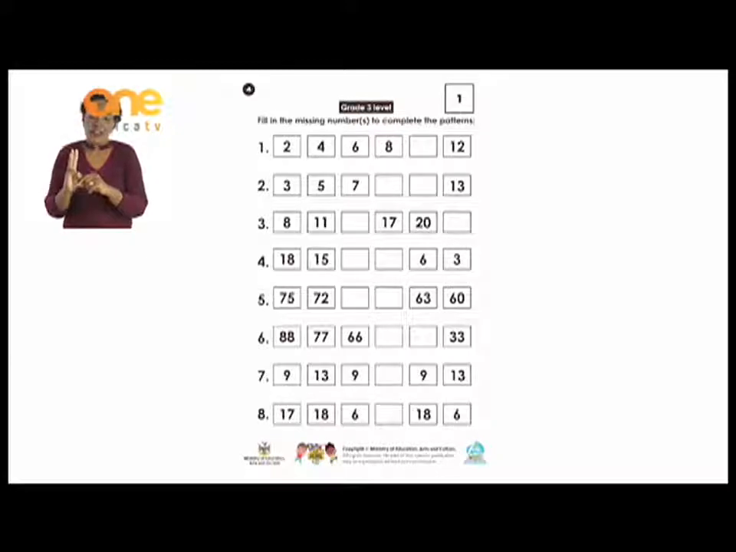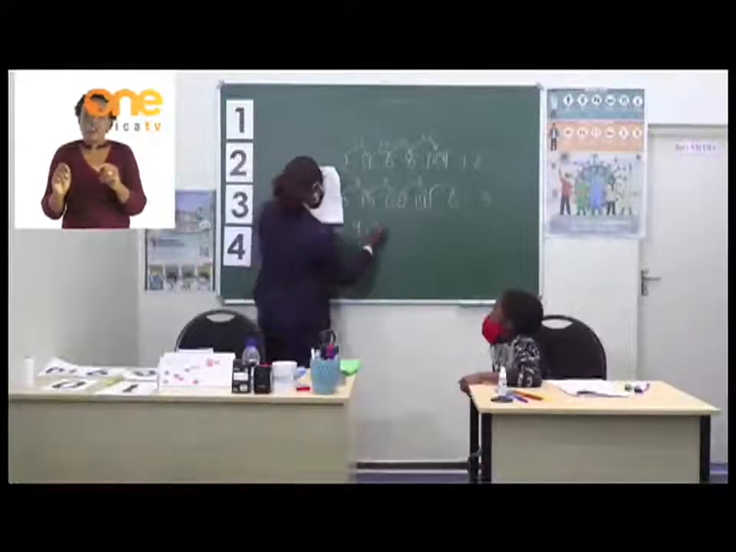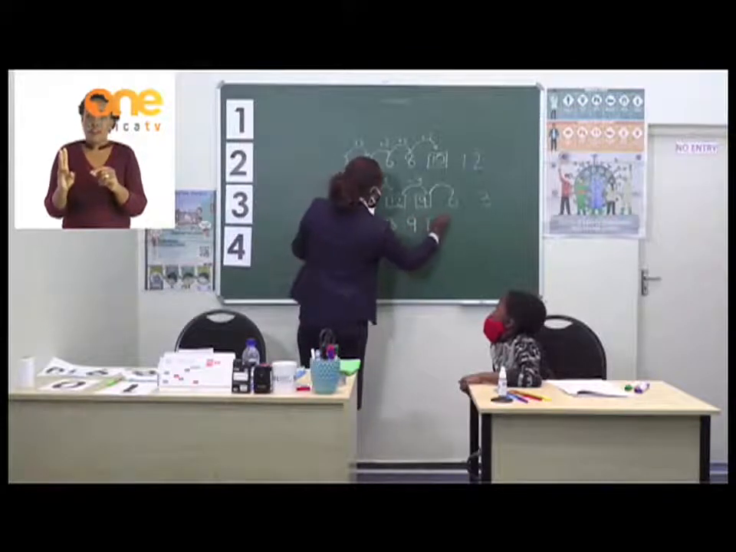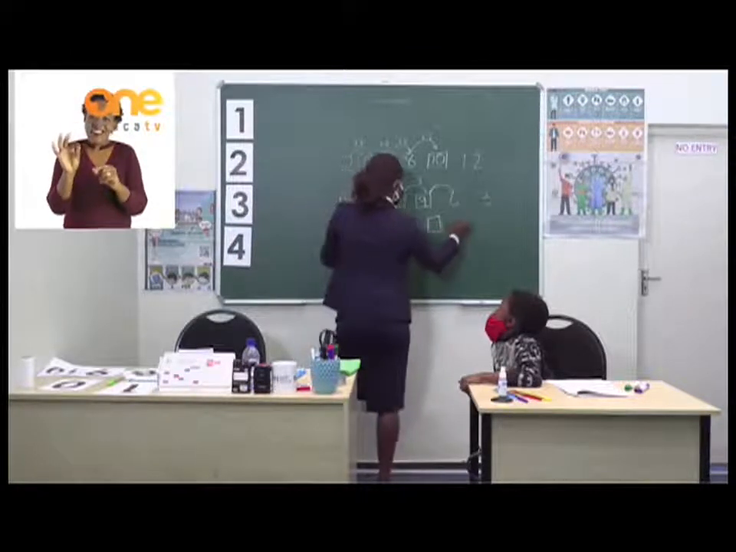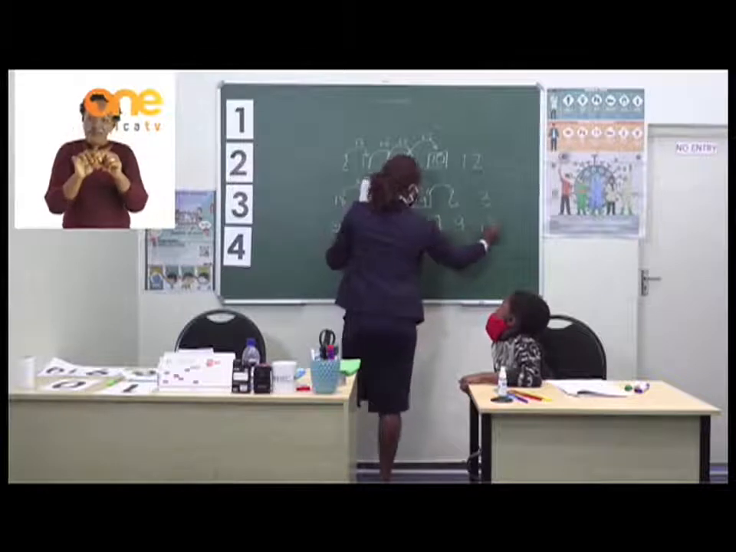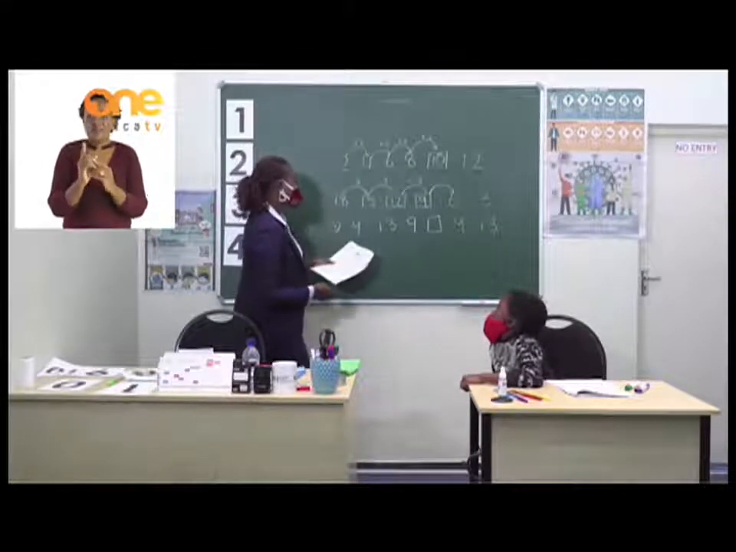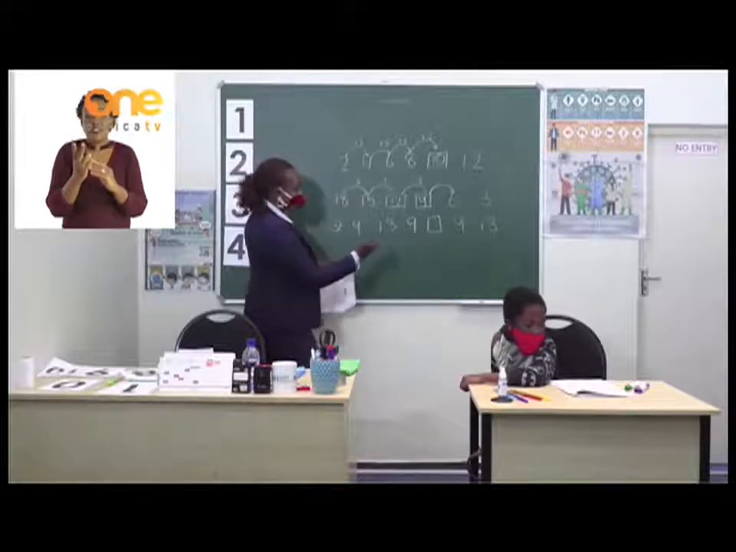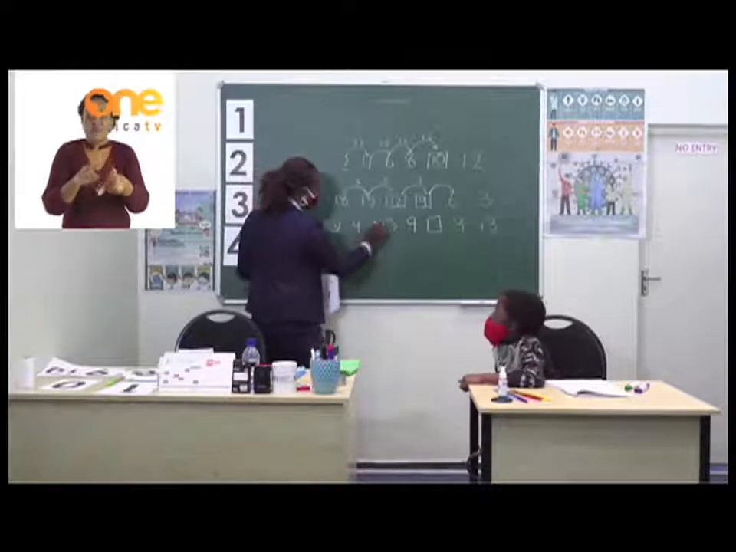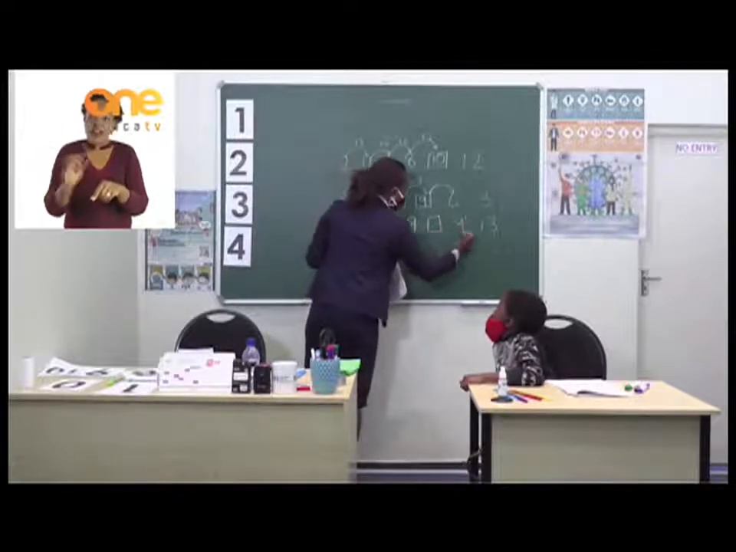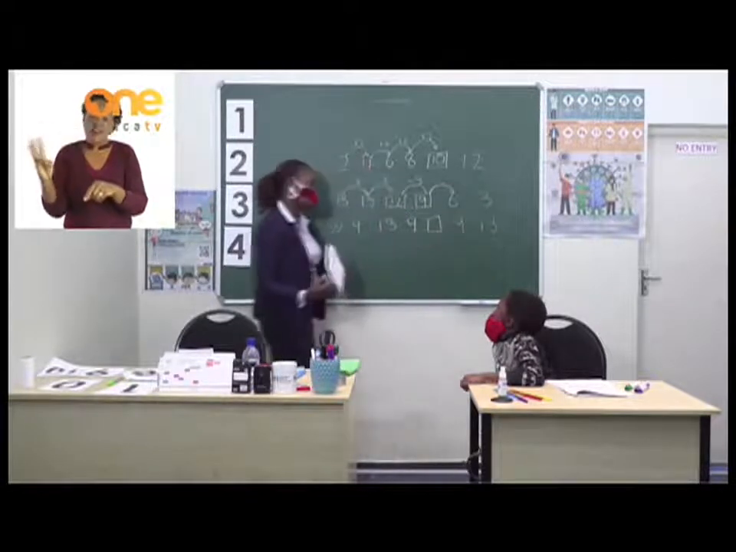Let me write it on the board. 9, 13, 9, a box, 9, 13. Okay. In this case, we are just following a pattern. 9, 13, 9, 13, 9, 13.